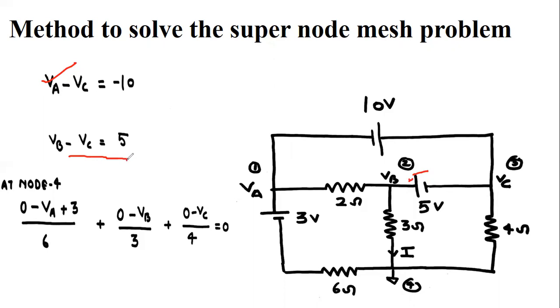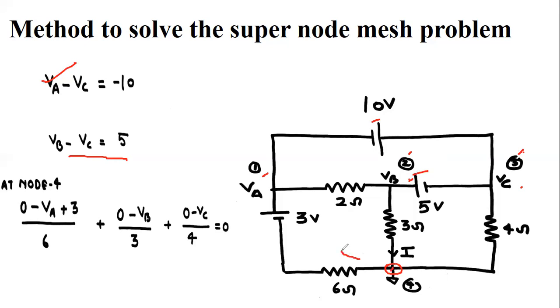Okay, now we have three variables VA, VB and VC, so we also require a third equation. Node 1 and node 3 make a supernode, and node 2 and node 3 make a supernode, but node 4, the ground node, is not making any supernode. So just apply KCL at this node.